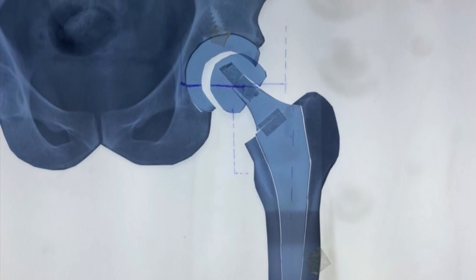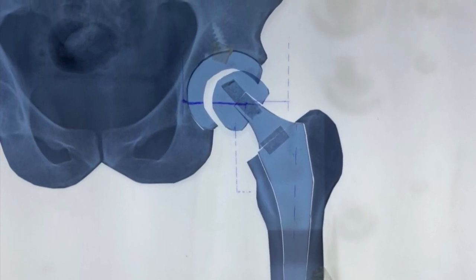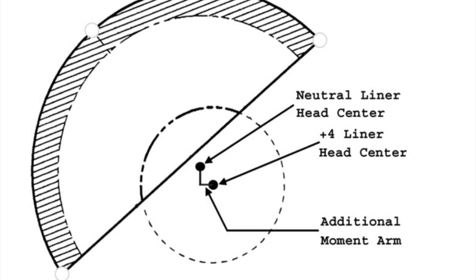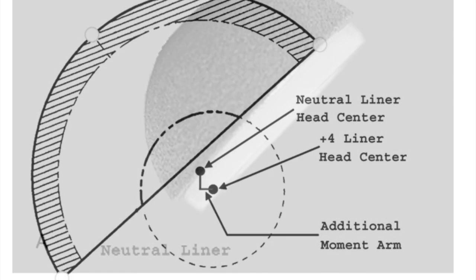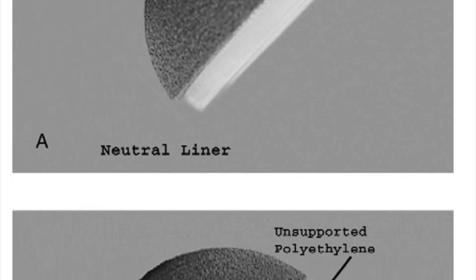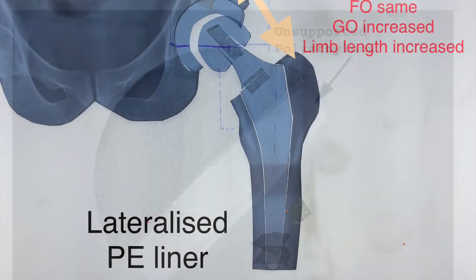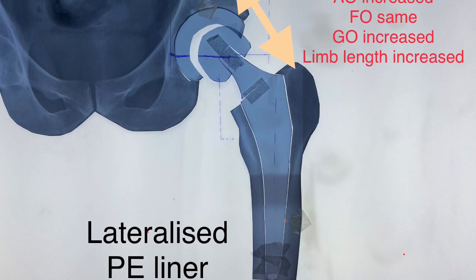Coming to the situation where lateralized or the offset liners are used. So this offset liner is just thickened at the floor so that it will shift the center of rotation laterally and inferiorly.